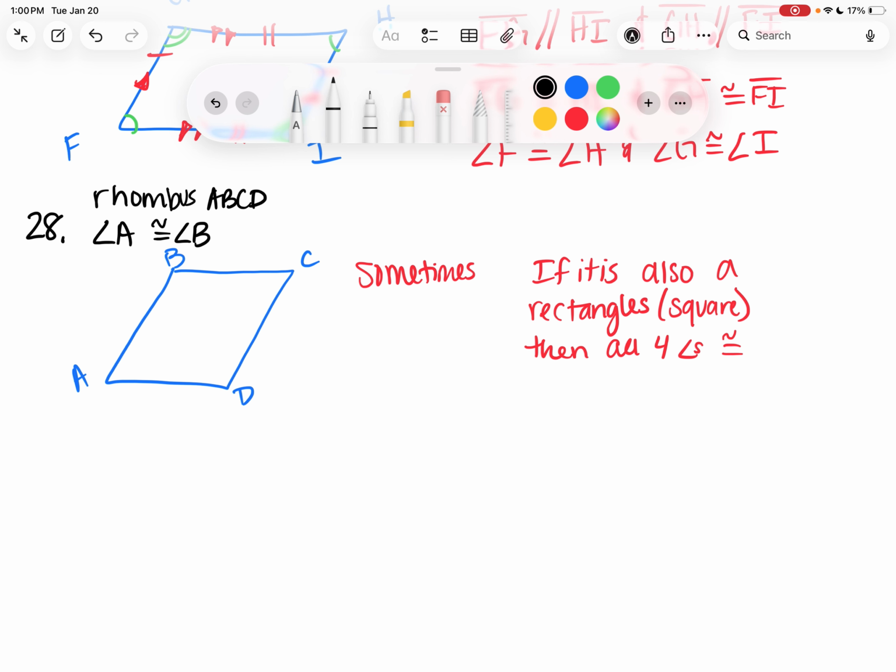All right, still looking at a rhombus. 30. AB is congruent to BC. It's always, sometimes, or never true. Always. Why? Because they're all congruent to each other. Yep. All the sides of a rhombus are congruent.